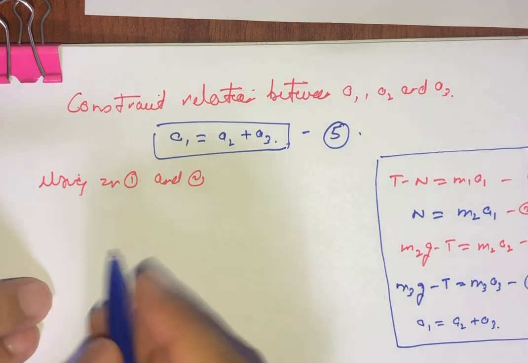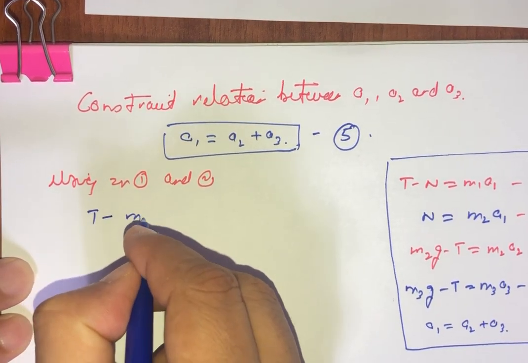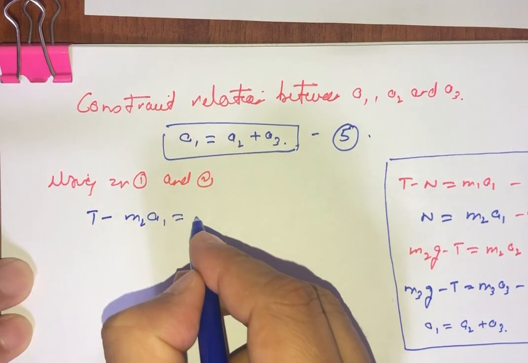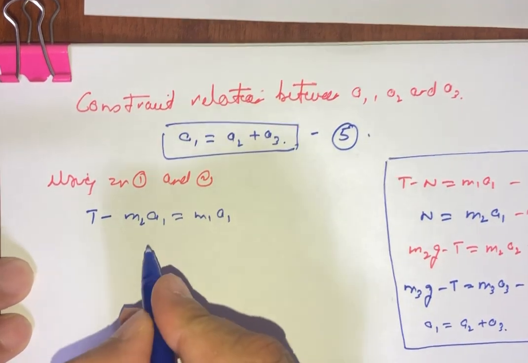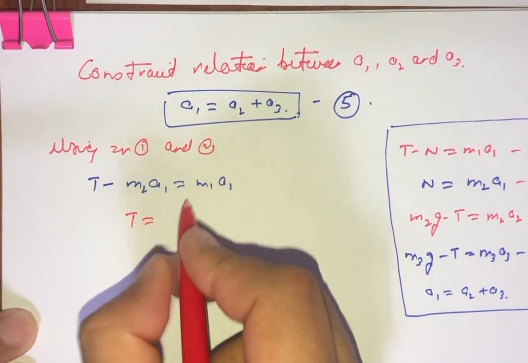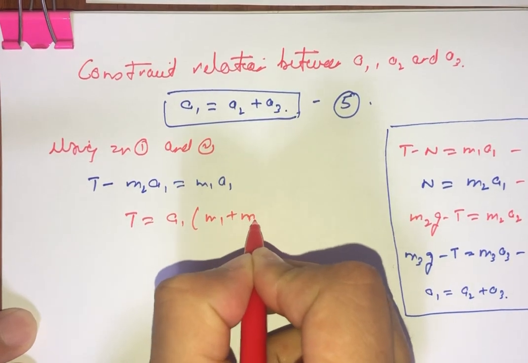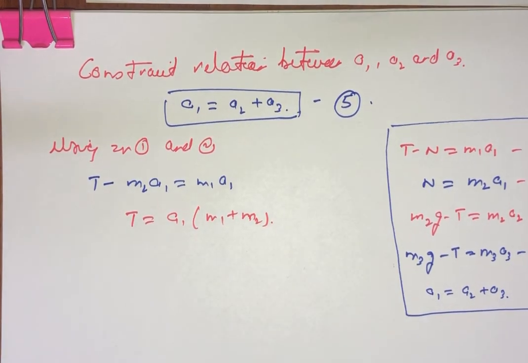We can write this as T minus m2 a1 is equal to m1 a1. From here we can write the value of T. We take a1 as common. We get (m1 plus m2) a1.